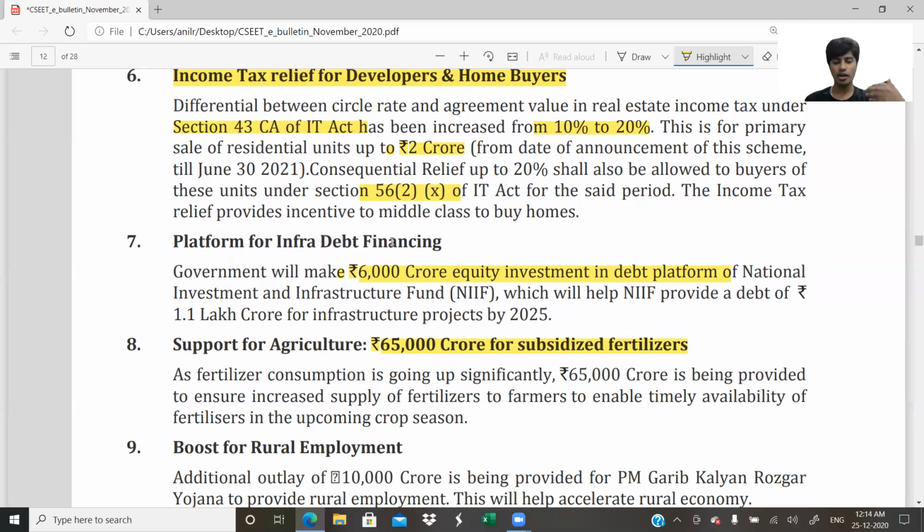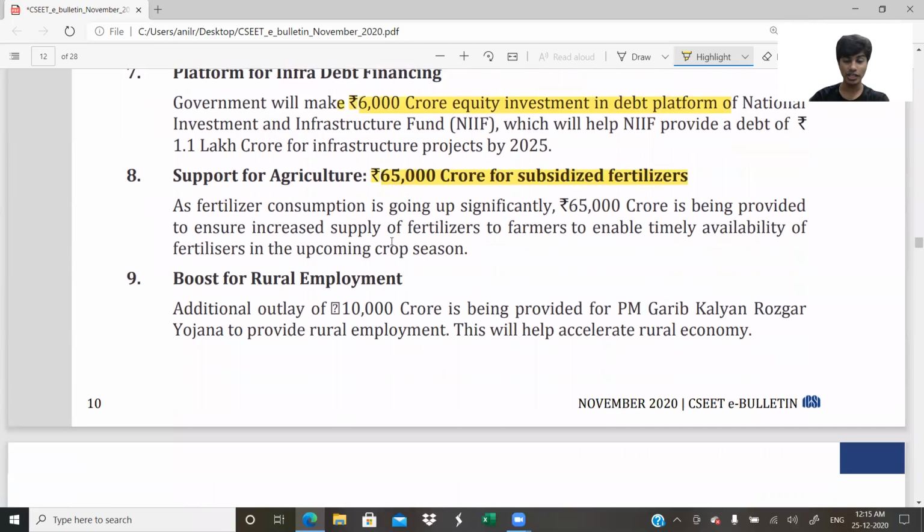With respect to farm and agriculture, subsidized fertilizers will be made available, meaning the farmer will not pay the entire actual rate of the fertilizers. You would pay less money, and the balance is paid by the government. 65,000 crores have been pumped into this to ensure that farmers get fertilizers at a cheaper rate and cultivate better agricultural products, and then feed all of us and keep us strong and healthy. You get that? Come on, that's the eighth point.